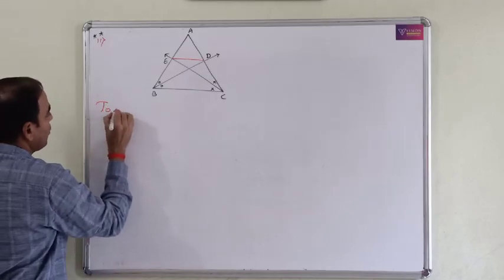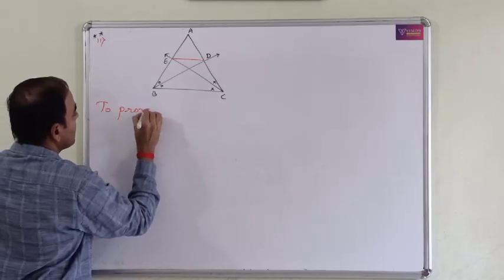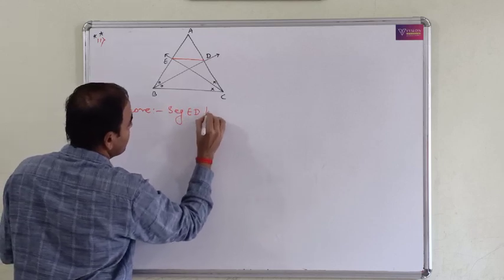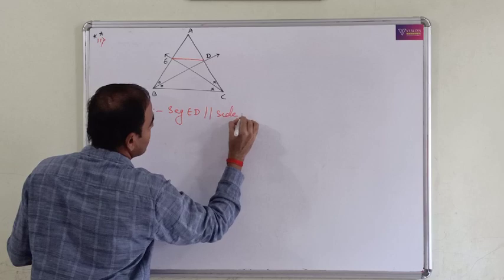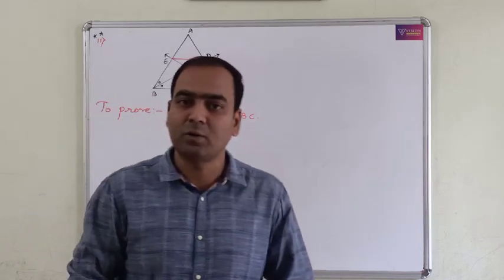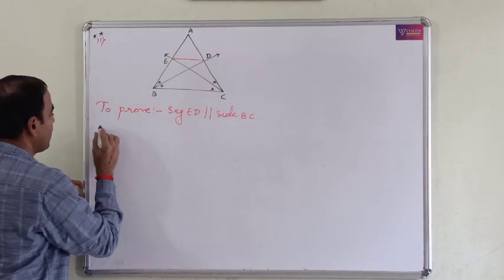So I am taking here, to prove: segment ED is parallel to side BC. This is our target. Segment ED is parallel to side BC. So we take the proof.